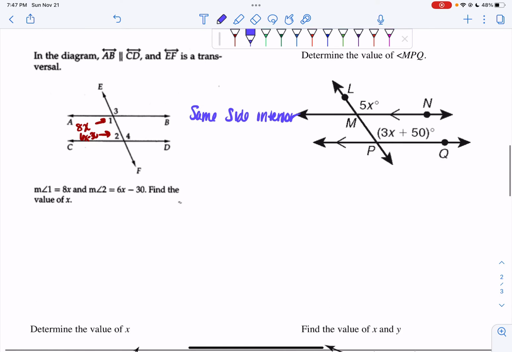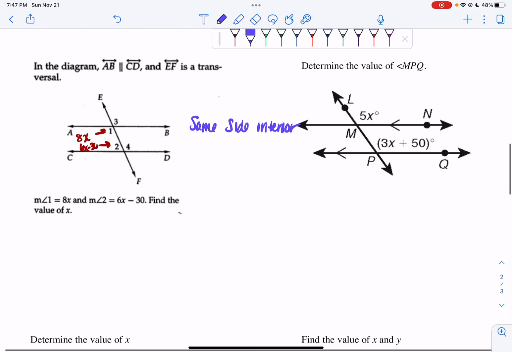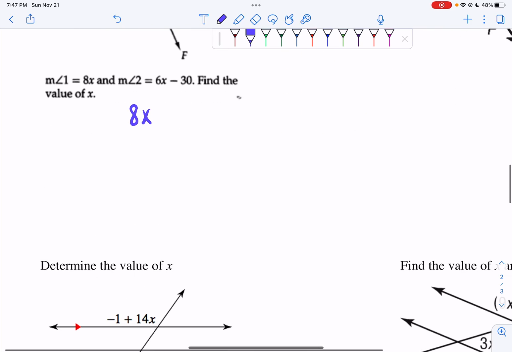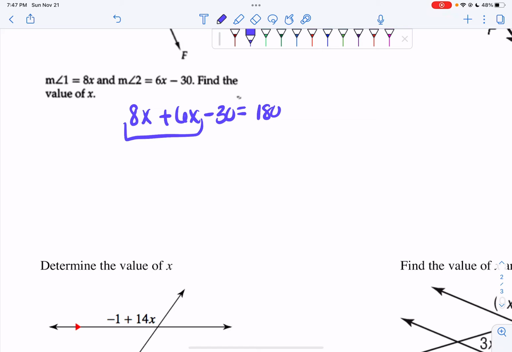So we know same side interior angles are going to be supplementary and add up to 180. So I'm going to do 8x plus 6x minus 30 equals 180. I combine my like terms. 8x plus 6x is 14x. Minus 30 equals 180. I get rid of my minus 30 by adding 30 to both sides of my equation.